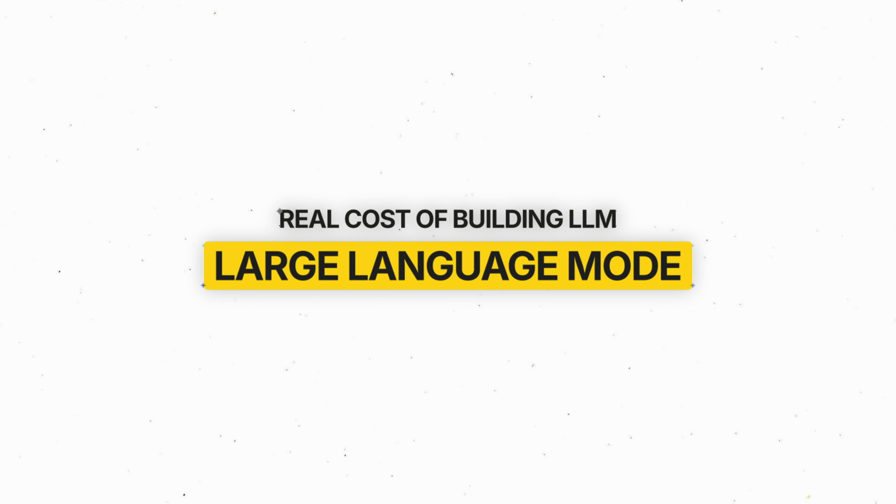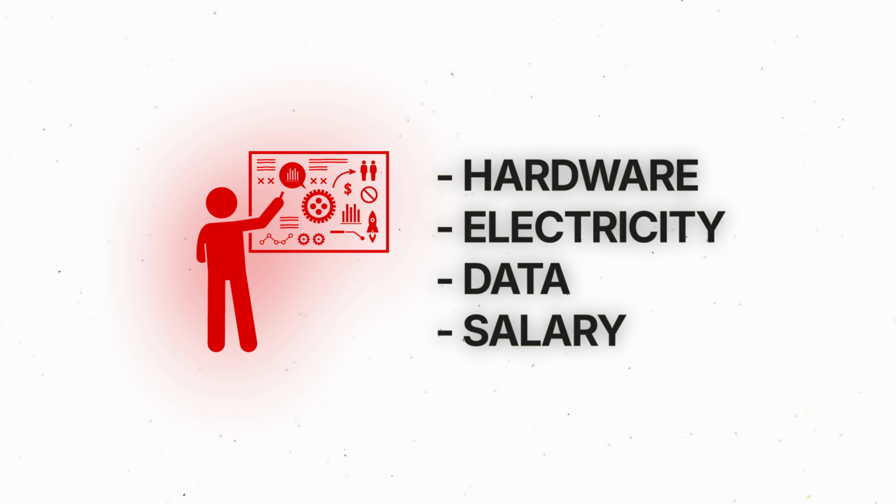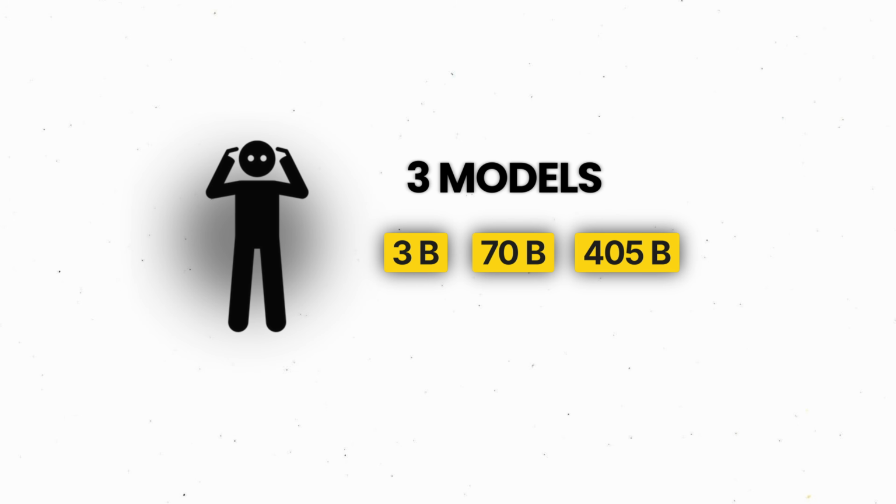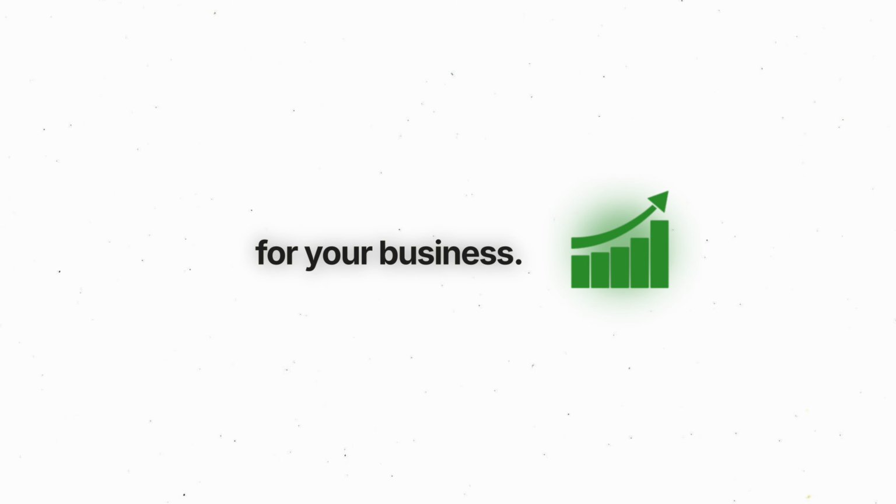Okay, in the next 5 minutes, I'm gonna show you what it actually costs to build a large language model, as well as a few days of looking at the hardware, electricity, and all the other costs behind it, and it's huge. This is basically almost a full industrial operation. So I broke it into 4 parts, and I'm using 3 model sizes: 3 billion, 70 billion, and 405 billion parameters. So you can see which one actually makes sense for your business.